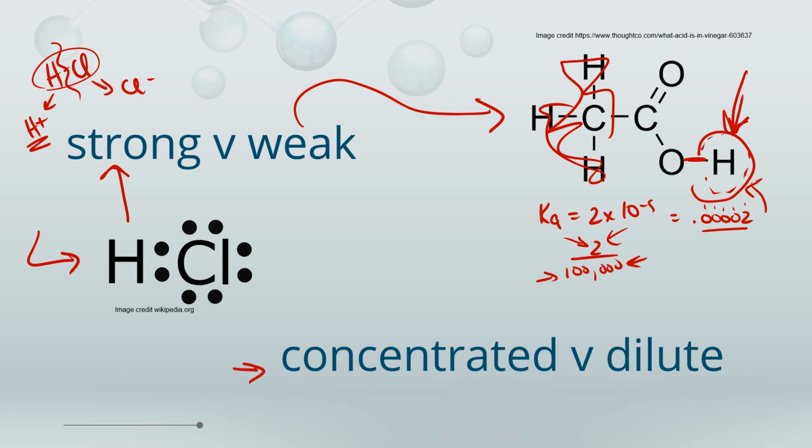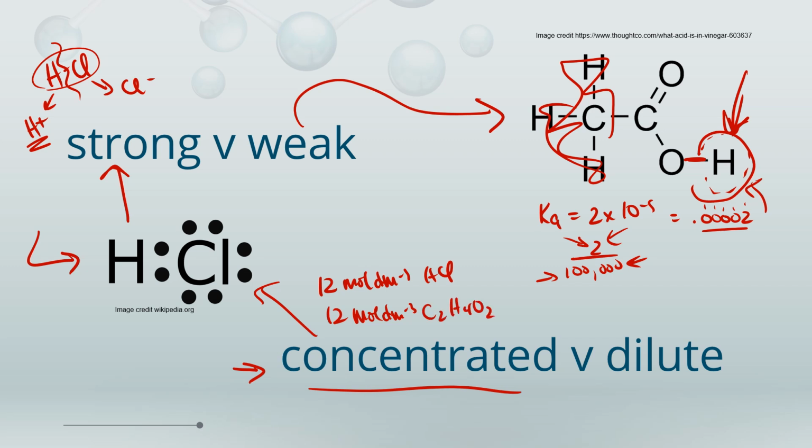For both strong and weak acids, we can have concentrated and dilute versions. I can have highly concentrated strong hydrochloric acid. We can talk about 12 moles per cubic decimeter HCl. I can also have 12 moles per cubic decimeter ethanoic acid, C2H4O2. But wait, there's more. I can have dilute versions of a strong acid like hydrochloric acid. We diluted hydrochloric acid in lab. We can have 0.0001 moles per cubic decimeter hydrochloric acid solution. That's dilute, but it's still strong. We can also have dilute weak acid. We can have 0.0001 moles per cubic decimeter ethanoic acid.